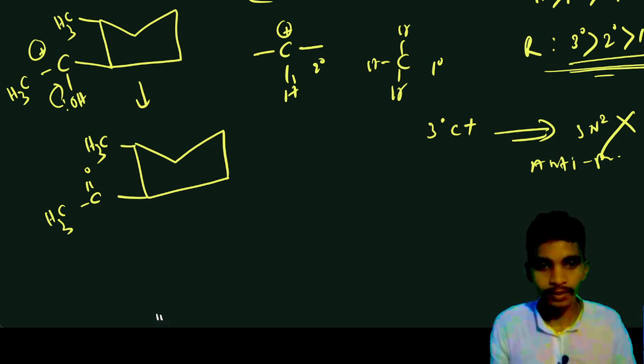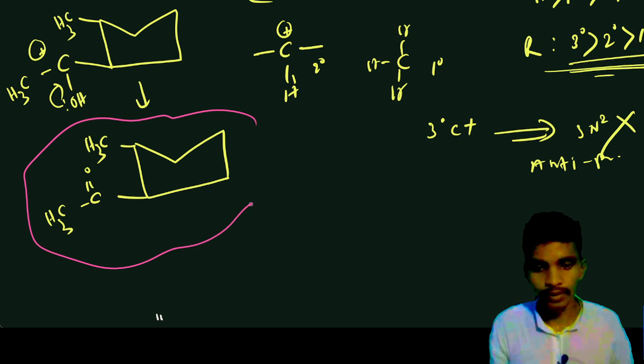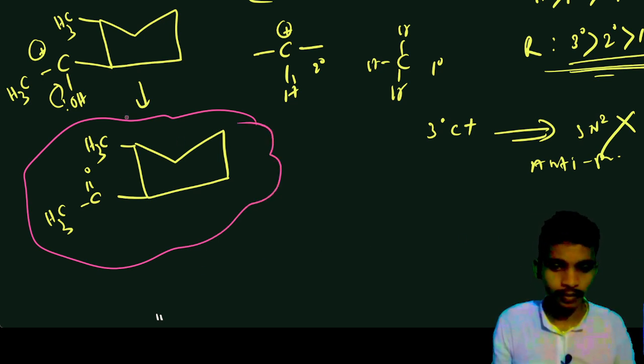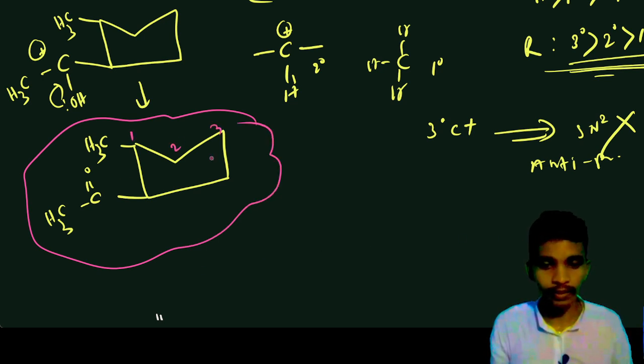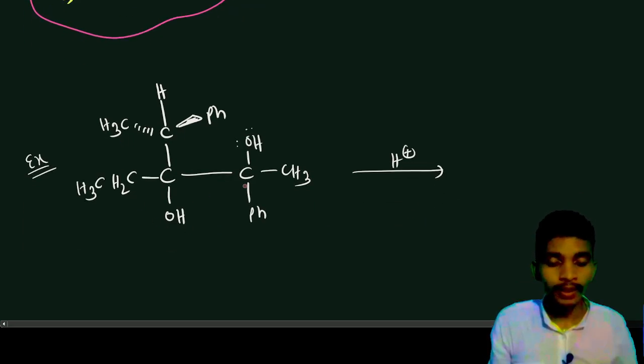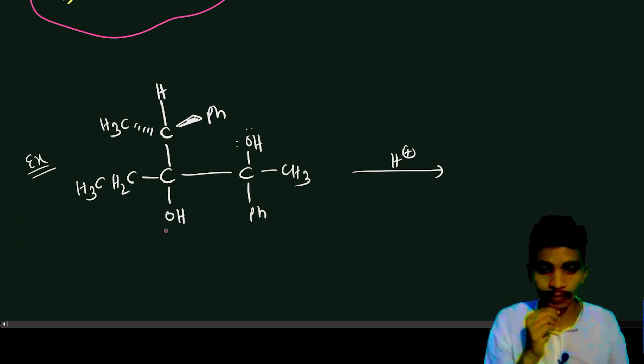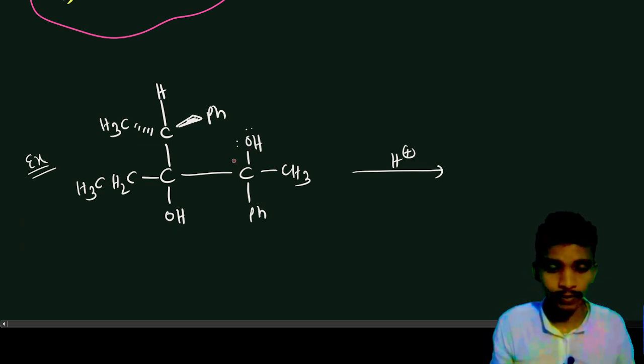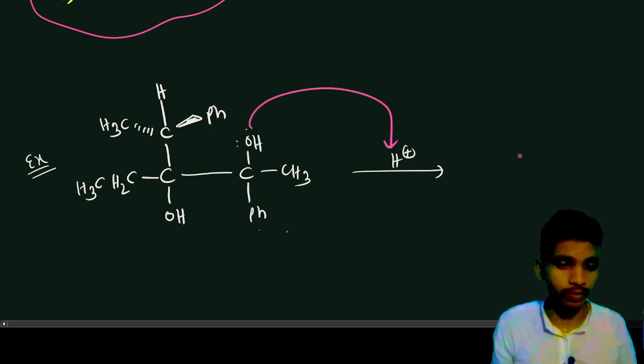So this is the answer for this question. That forms a 5 member ring, 3, 4 and 5. Now solving the last question. So here again there is OH and OH. Which is more stable? Here phenyl is there, so this is going to be more stable, so this is going to attack here, and this is going to do the protonation.